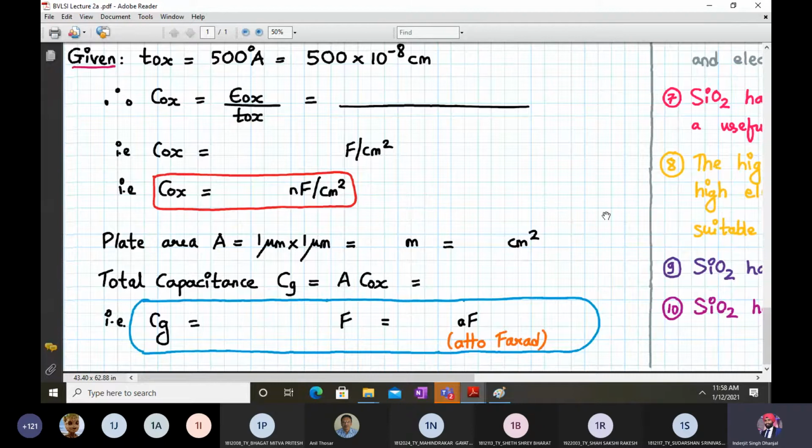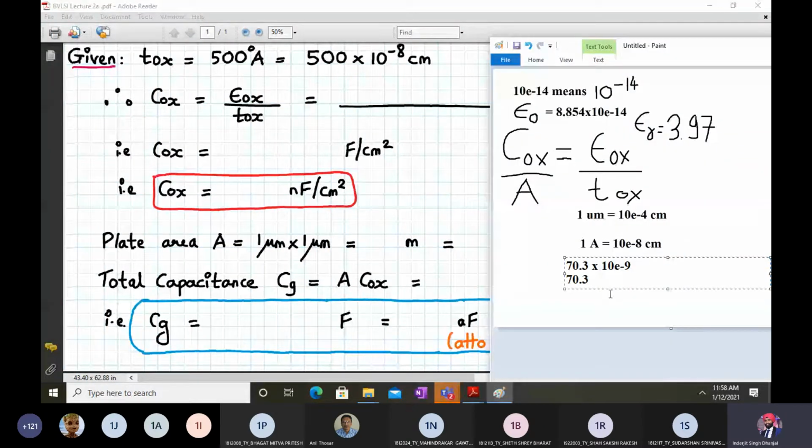I'll directly give you the answer, but I want you all to try. Find out the value of Cg. What is the value of Cg? Area into COX. COX we already know. So what will be area? It will be 1 micrometer into 1 micrometer. What is 1 micrometer? 10 raised to minus 4 centimeter. So area will be 10 raised to minus 8 centimeter square. Or we can write centimeter into centimeter. So this is the area A.